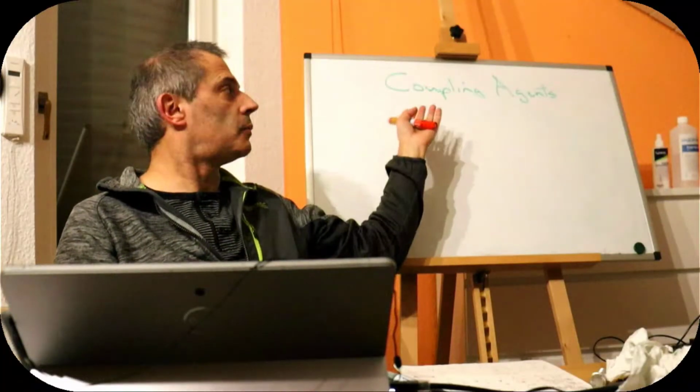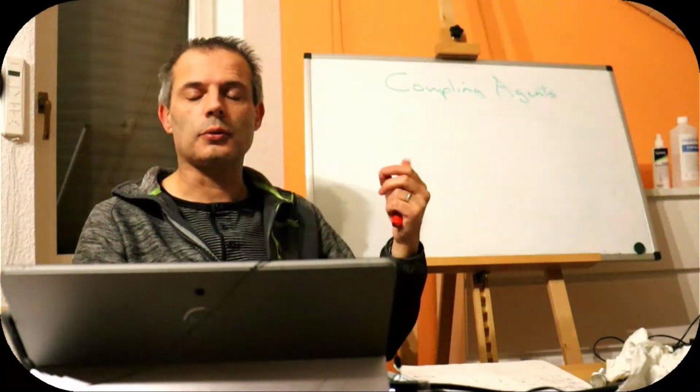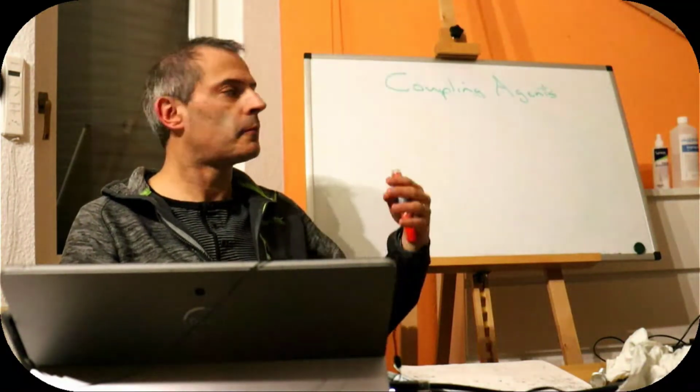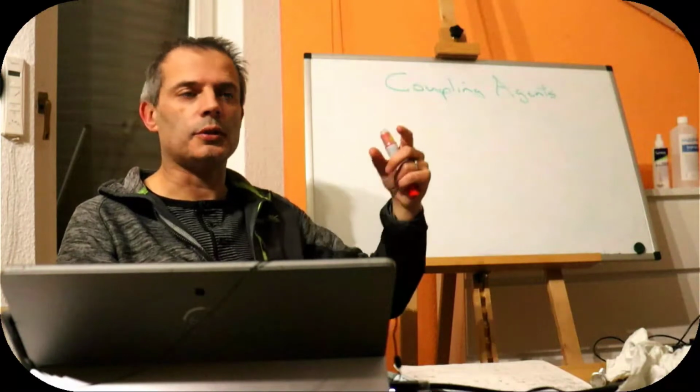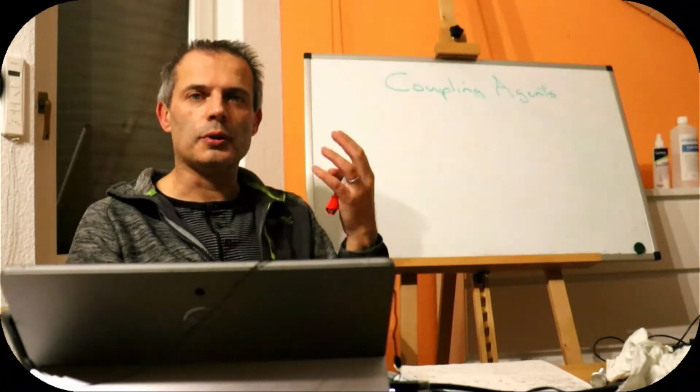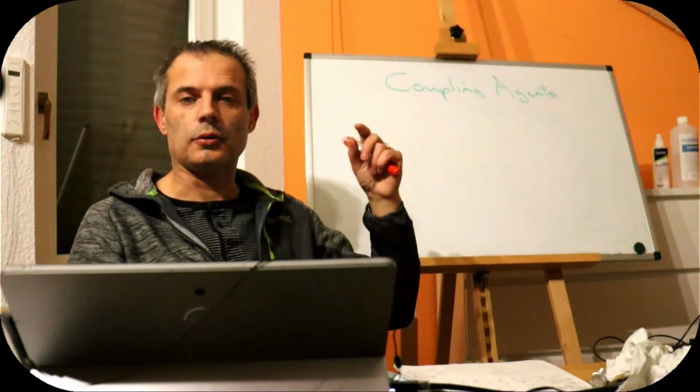Today we're going to talk about coupling agents, which are chemicals that we're going to use to attach a surface to something else. So it will be a binder between a paint, for example, and a material, or between two materials through glue.